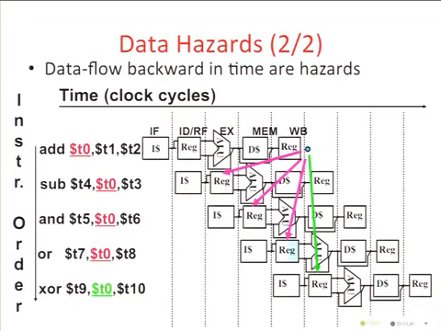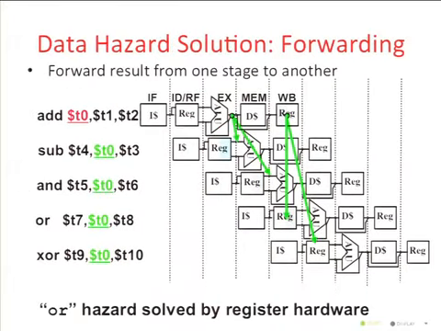So let's look at what that looks like. What we're going to do is exactly what was said earlier, which is for these, we're going to read the results directly from the ALU. So we're going to forward there and there. That's going to be a little tricky. We're going to have to do that through a register.